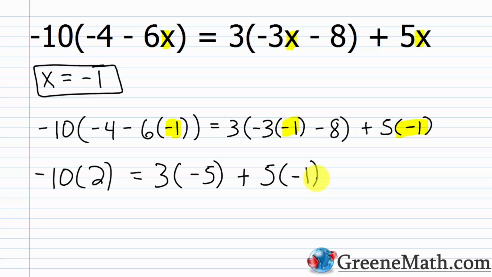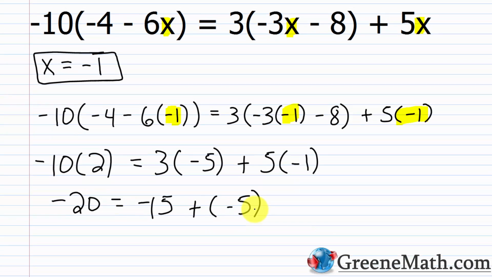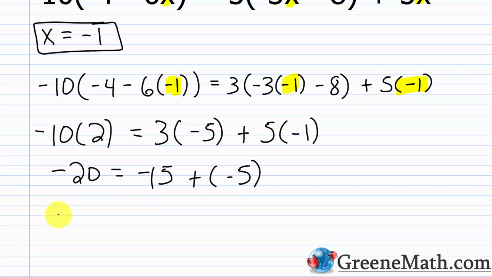Let's do all our multiplication. Negative 10 times 2 is negative 20. 3 times negative 5 is negative 15. And plus 5 times negative 1 is negative 5. You can kind of eyeball this and see it works out. On the left, you have negative 20. On the right, negative 15 plus negative 5 is negative 20. And so negative 20 equals negative 20. We have the same value on each side of the equation, so we know that x equals negative 1 is the correct solution.